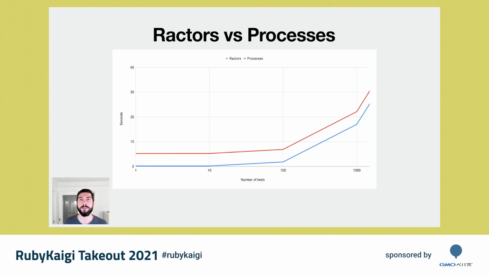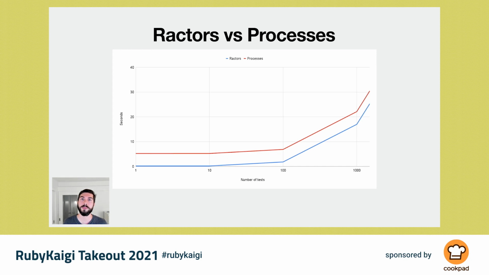Thanks to Loop having both process and Ractor mode, we are able to measure the performance of the two modes and compare the two as we increase the number of tests. So here what I want to call attention to is that using processes has an initial cost that is a little bit higher than using Ractors.